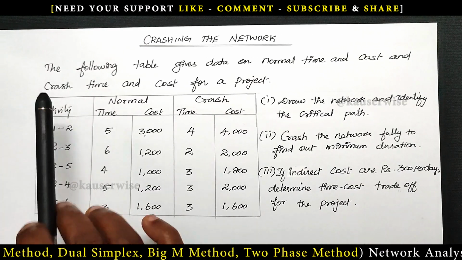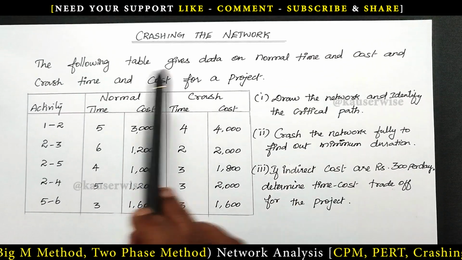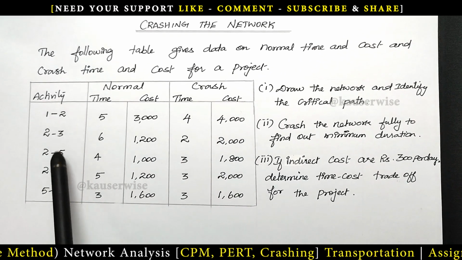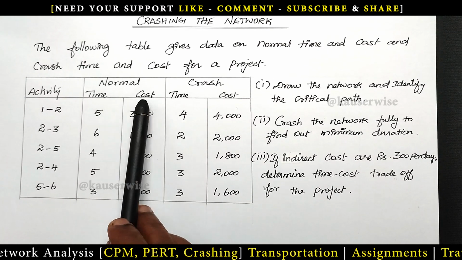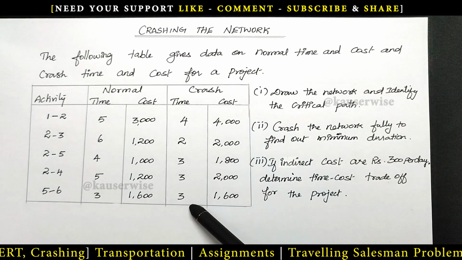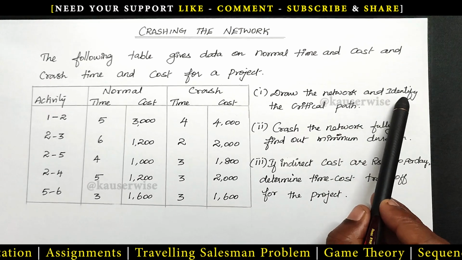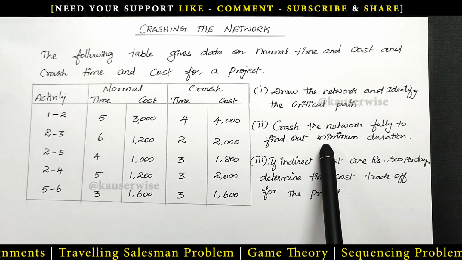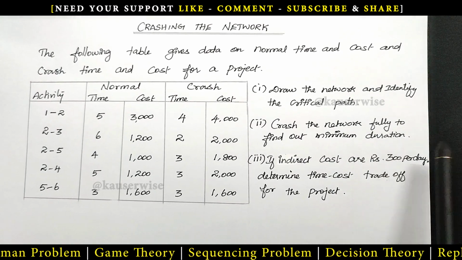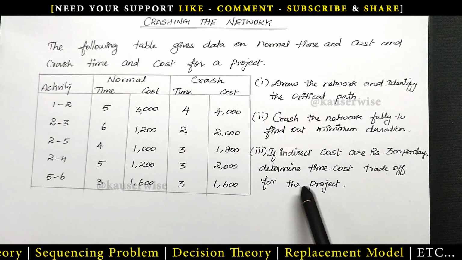The following table gives data on normal time and cost and crash time and cost for a project. So here we have different activities, normal duration and normal cost, and crash duration and crash cost. With this data, they're asking us to do three things. Number one, draw the network and identify the critical path. Second one, crash the network fully to find out minimum duration. If direct cost are 300 per day, determine the time cost trade-off for the project.